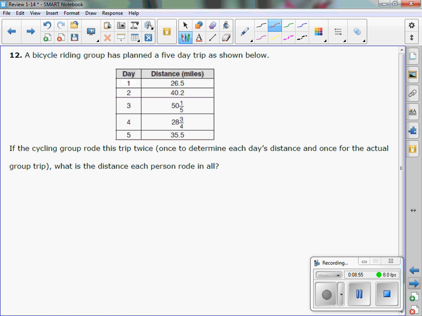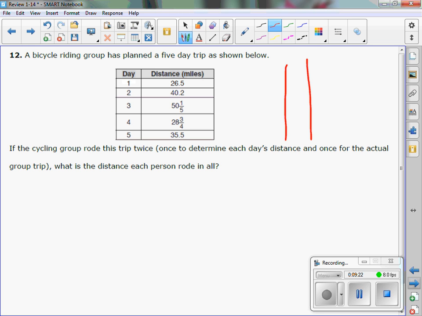If the cycling group rode this trip twice, once to determine each day's distance and once for the actual ground trip, so they travel day 1, 2, 3, 4, 5, and they travel again day 1, 2, 3, 4, 5. So it's asking what's the distance each person rode in all. So we obviously want to add them up to figure out how much they rode one way and then double that because they rode that amount twice.